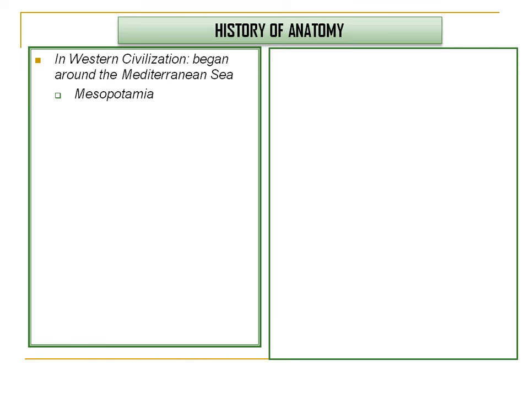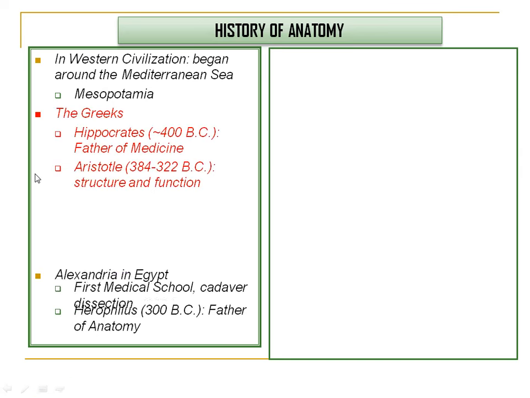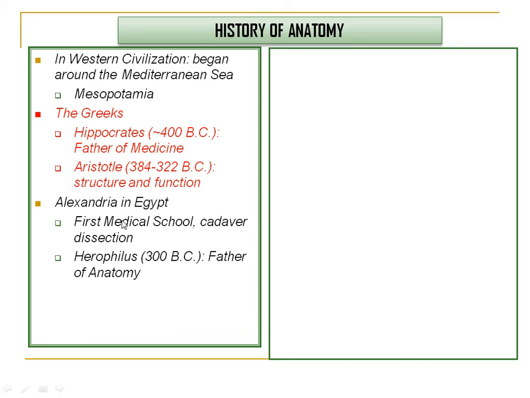Now different advancements have been made, and it has undergone a series of processes of addition of knowledge. The history of anatomy started from the civilizations around the Mediterranean Sea, and the Greeks had a particular contribution in the advancement of knowledge in anatomy. Like Hippocrates, who was a Greek philosopher, also known as the father of medicine. Aristotle studied the structures and the function of the human body. And in Egypt, the first medical school was established where cadaveric dissections were performed. And Herophilus is known as the father of anatomy.